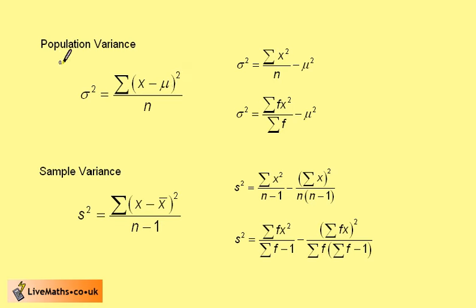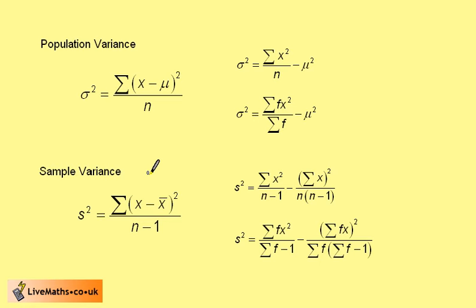Here we have the formula for the population variance. This is the formula we just derived. We take each data point and subtract the mean. We square it, add them all up, and divide by the number of pieces of data. So it's the average of the squared distances from the mean.